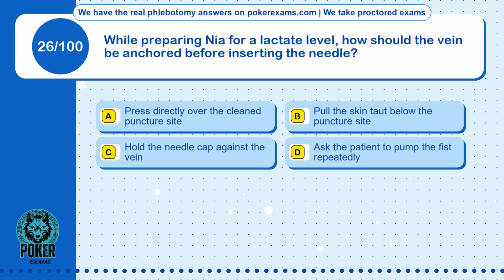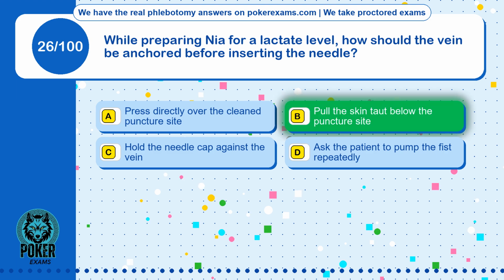Question 26. While preparing NIA for a lactate level, how should the vein be anchored before inserting the needle? Option A, press directly over the cleaned puncture site. Option B, pull the skin taut below the puncture site. Option C, hold the needle cap against the vein. Option D, ask the patient to pump the fist repeatedly.